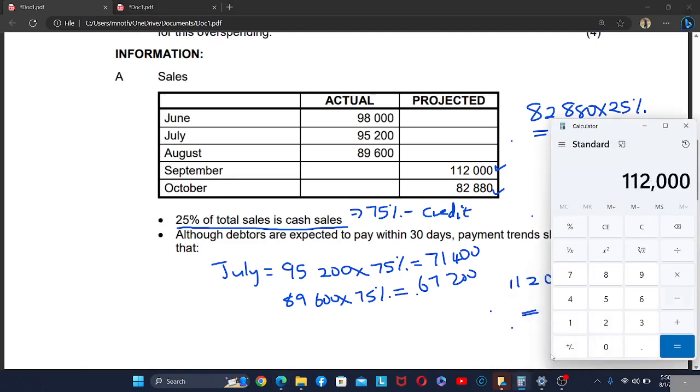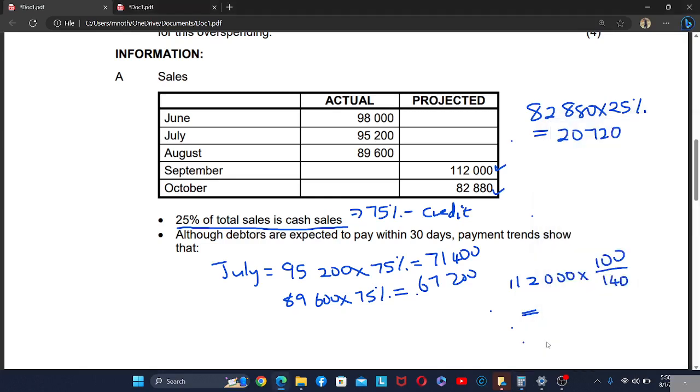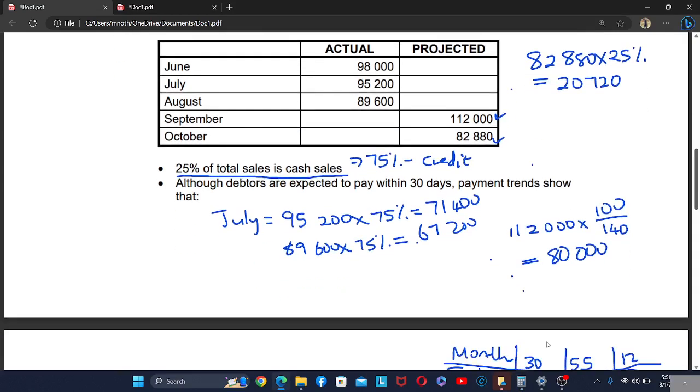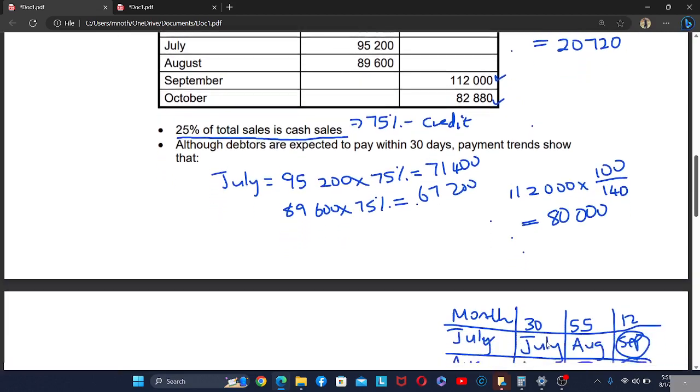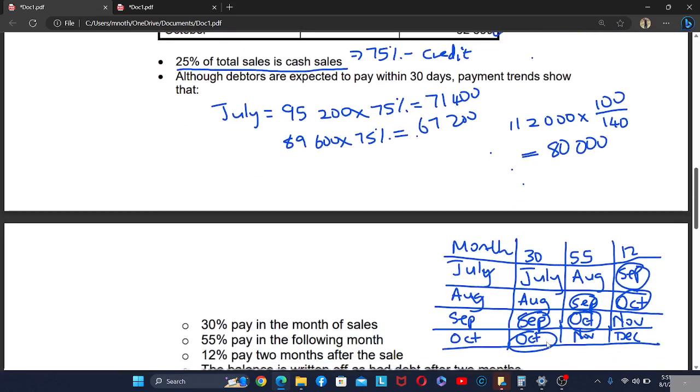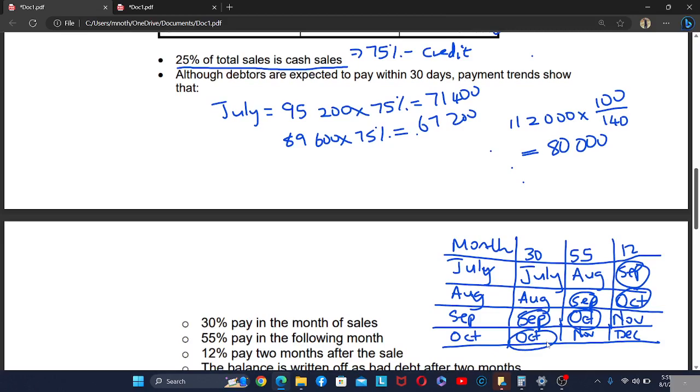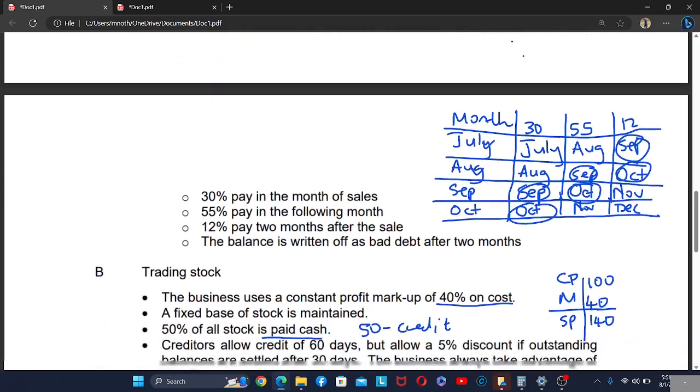112 multiplied by 100 divided by 140, that is 80,000. So this means that the cost of sales are 80,000. So this means that in September, the business is going to buy a trading stock that is worth 80,000.